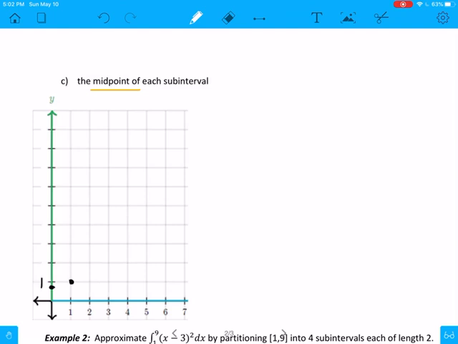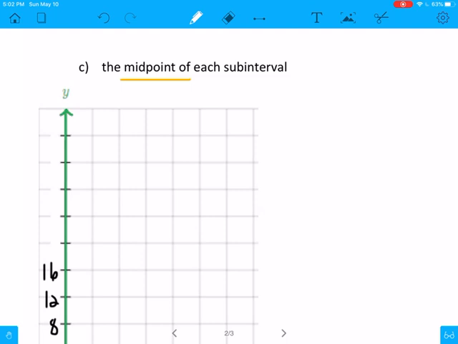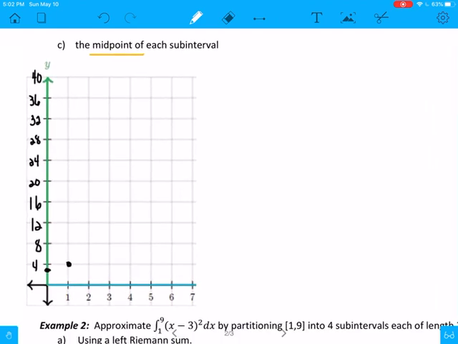Mark my y's. 4, 8, 12, 16, 20, 24, 28, 32, 36, 40. Okay, so I have 0 and 3, 1 and 4, 2 and 7, 3 and 12, 4 and 19, 5 and 28, and 6 and 39.